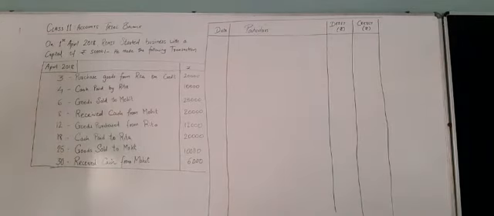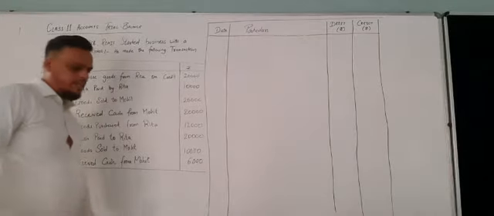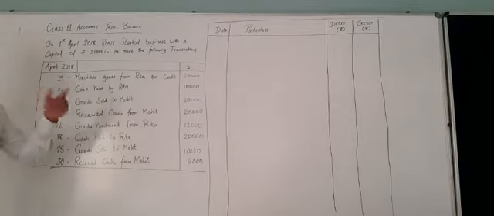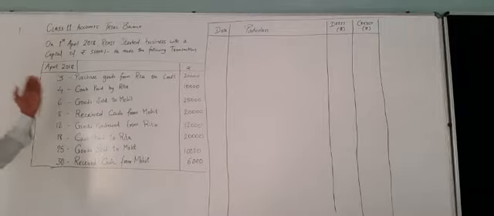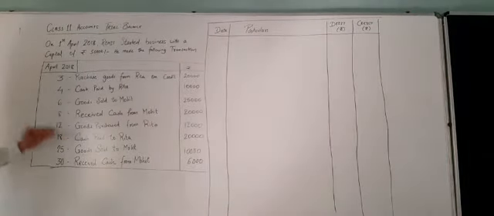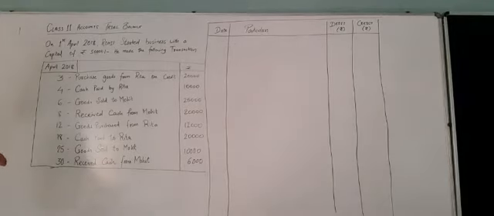On 1st April 2018, Rohit started business with the capital of 50,000. He made the following transactions. First point: Rohit has started the business on 1st April. He has introduced 50,000 rupees. So I'll make this entry over there also. But you should first study all the questions and then we will enter the journal entries, as I hope that you can write the journal entries properly now.